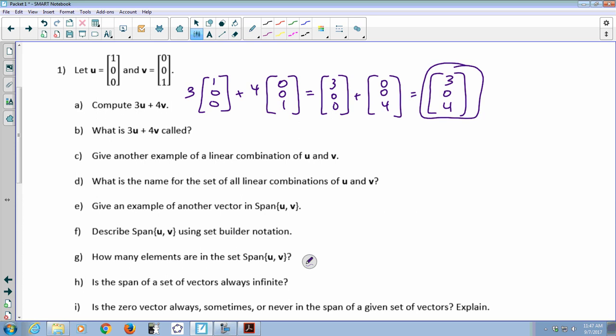So we multiplied u times a scalar and v times a scalar, and we added them together. Doing that is called taking a linear combination of the two vectors. When you multiply each one by a scalar and add them up, that's called a linear combination. Another example would be if I picked two different scalars, so if I did 7u plus 2v, just pick random scalars, and when you add them together, we're going to get 7, 0, 2.